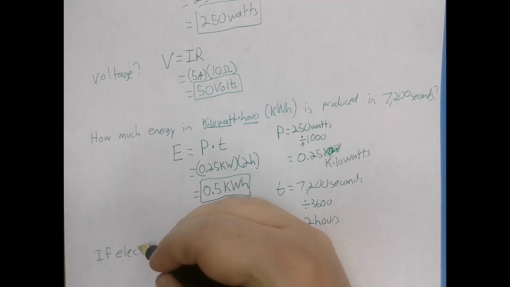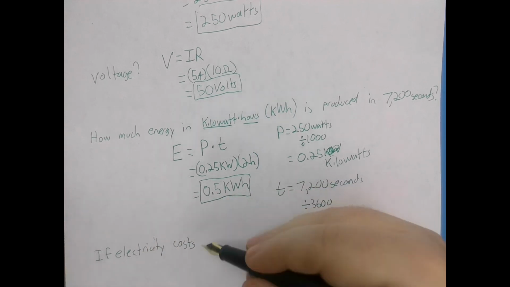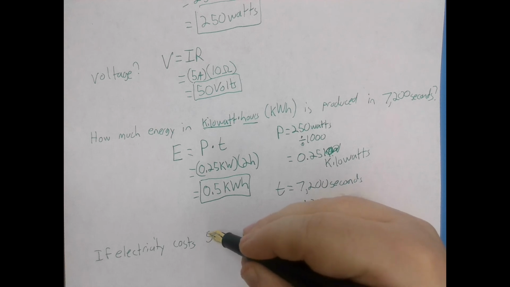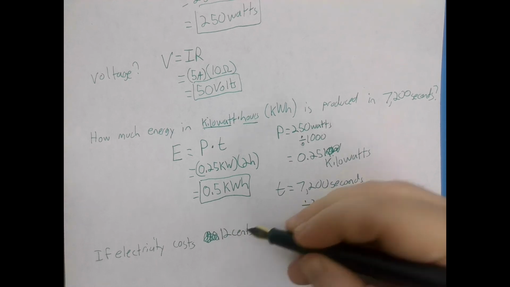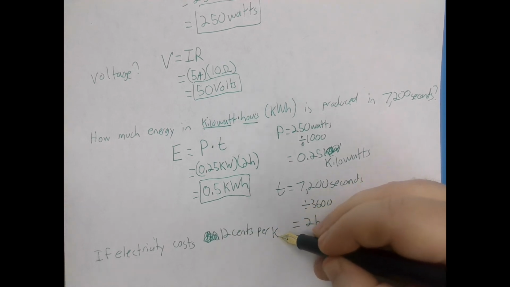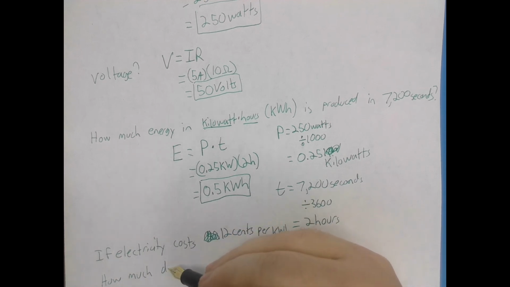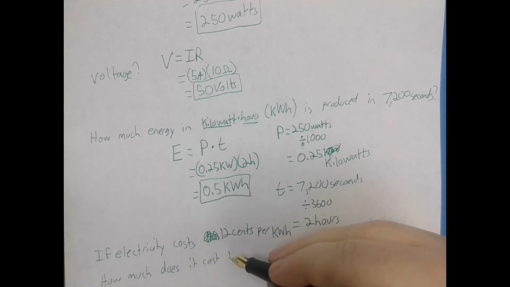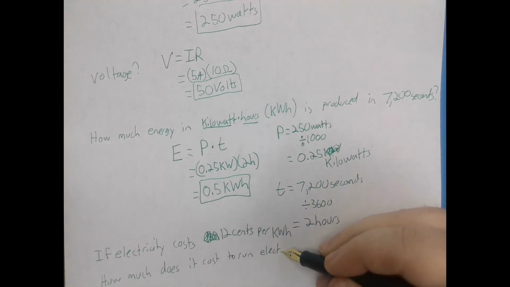If electricity costs 12 cents per kilowatt hour, how much does it cost to run electricity through this resistor?